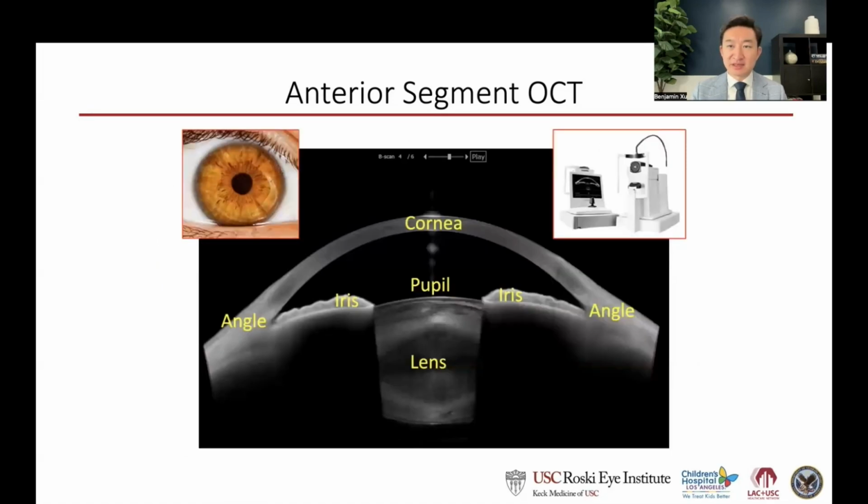Here's a representative anterior segment OCT image acquired using the swept source Anterion ASOCT system by Heidelberg Engineering. Here we can clearly see the cornea, the angle, the iris, and the lens.